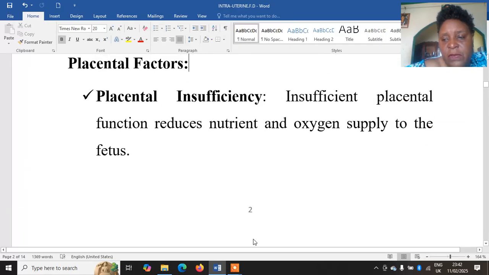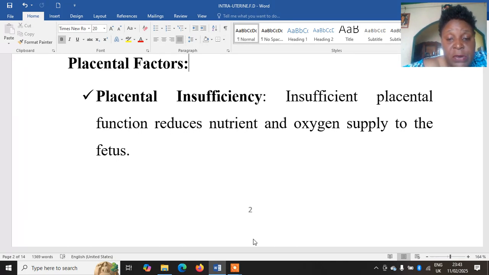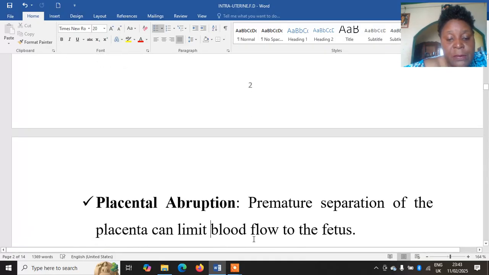Then we can also talk of the placental factors, whereby we talk of placental insufficiency, whereby the placenta cannot function as expected. For example, when there are some sicknesses, the commonest is syphilis, which affects the placenta. Again, the placenta won't be able to function as expected. Therefore, it can lead to intrauterine growth restriction. Some placental abnormalities can also lead to placental insufficiency.